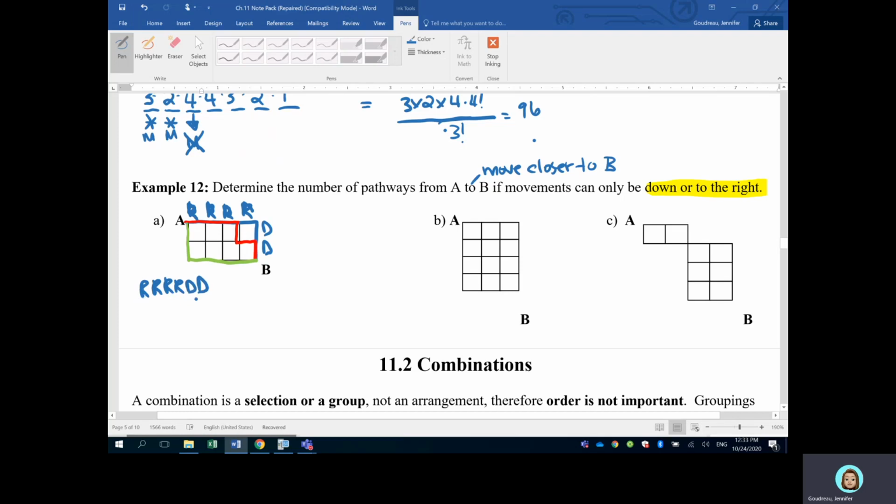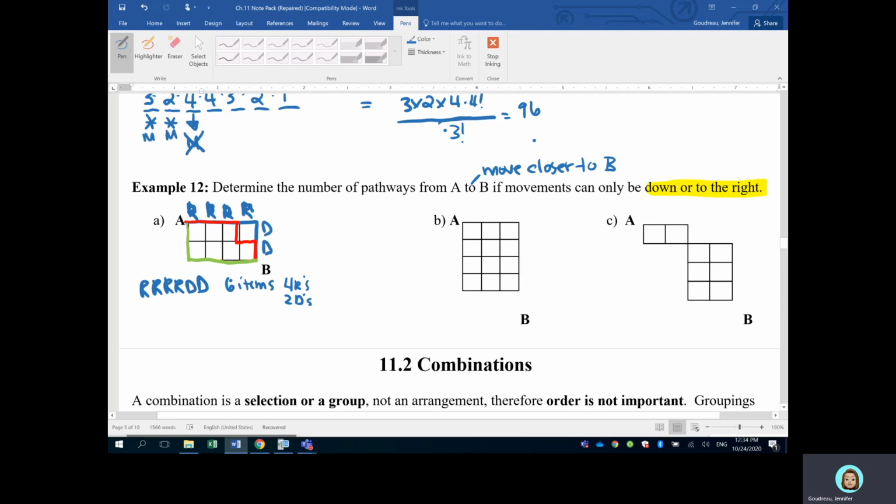We have these 6 letters. I want to arrange these 6 letters with no restrictions. So we have 6 items that we are arranging. However, we have 4 identical R's and we have 2 identical D's. So from above, we know how to arrange something with repeating or identical items.